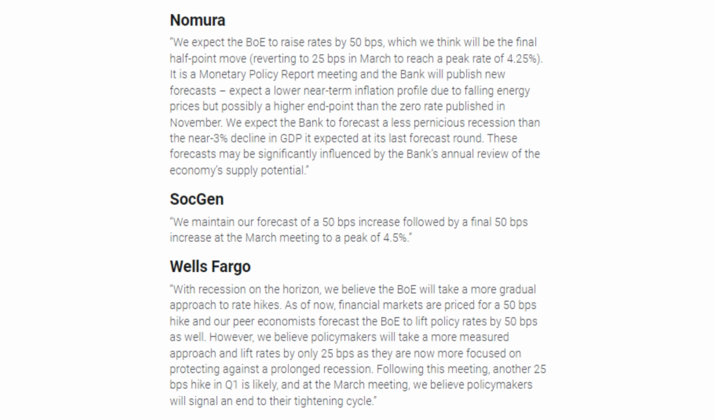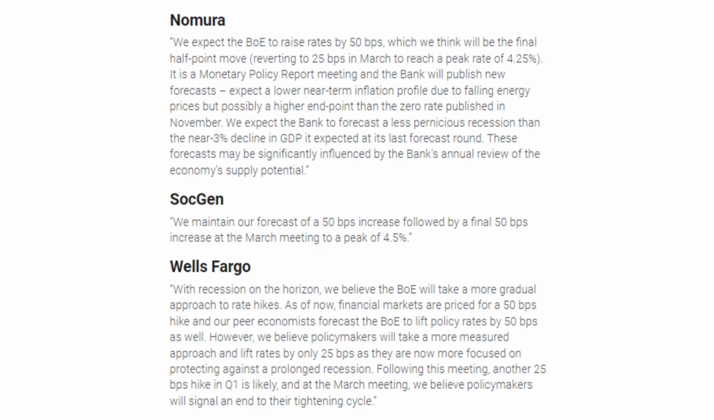We expect the bank to forecast a less pernicious recession than the near 3% decline in GDP it expected at its last forecast round. These forecasts may be significantly influenced by the bank's annual review of the economy's supply potential. SOC Gen. We maintain our forecast of a 50 bps increase followed by a final 50 bps increase at the March meeting to a peak of 4.5%.